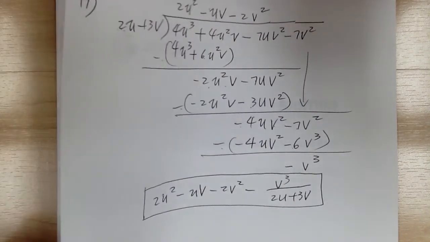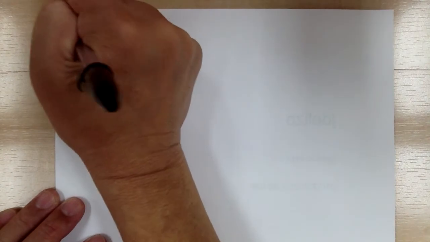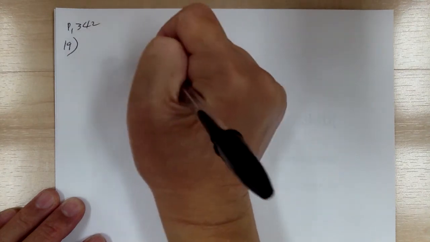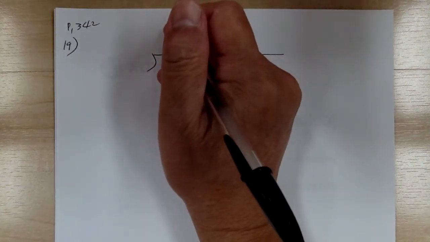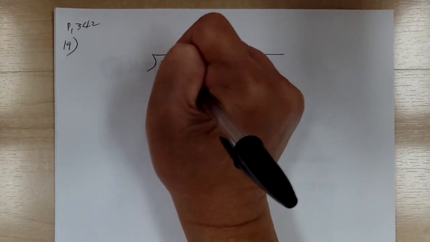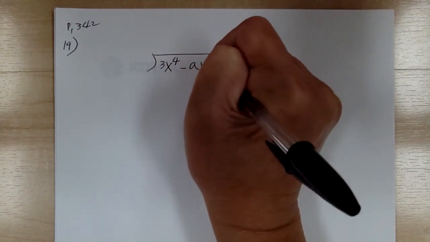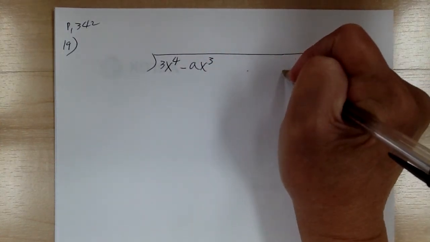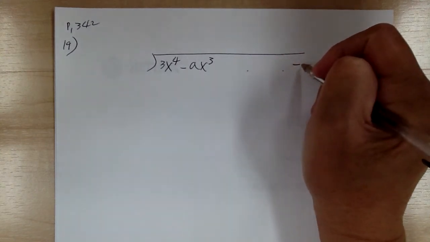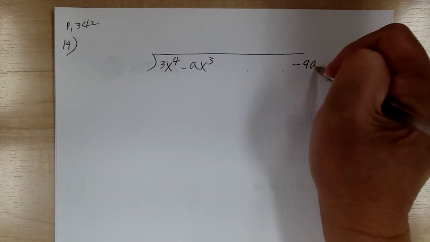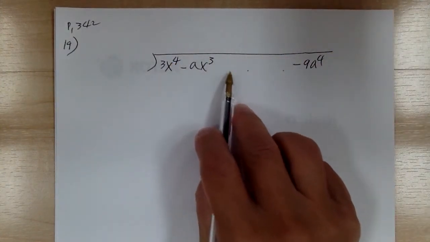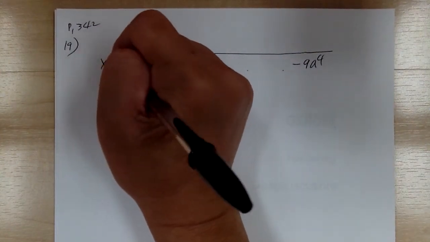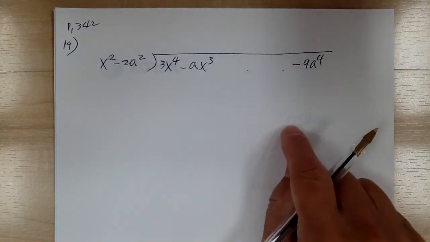Okay, let's go to the next one. Okay, so I have 3x to the 4 minus ax to the 3, and I need to have a space for the 2, space for the 1x to the 1, and then minus 9a to the 4. Okay, so you can x to the 4, x to the 3, x to the 2, x to the 1, x to the 0. Okay, and divided by x squared minus 2a squared. So you can make sure you have blank space for that.